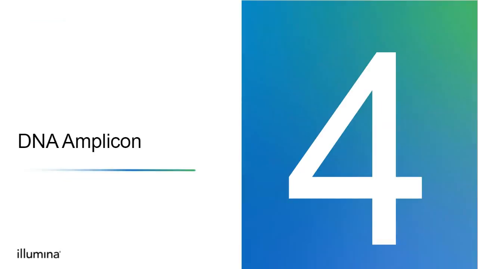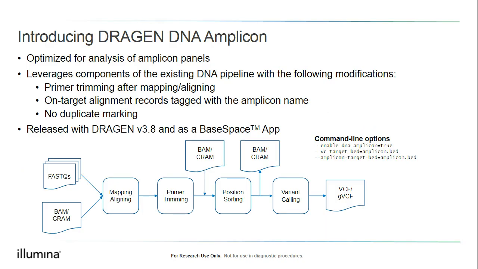Okay, jumping to the fourth major update that we are bringing into version 3.8 is the DNA Amplicon feature. This is the first version of our Amplicon pipeline. Again, this is something that has been on our radar for a couple of years. We had enrichment always available, but the Amplicon feature was missing. So what we have done is we have optimized the DRAGEN pipeline that does the mapping and the variant calling to support Amplicon panels.